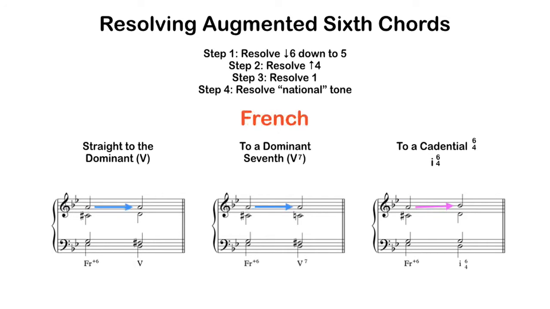If we're dealing with a French augmented sixth, everything of course works the same way. Flat 6 down to 5, sharp 4 up to 5, scale degree 1 down to scale degree 7, and scale degree 2. Well, it's already a part of the dominant chord, so it can just stay right where it is. Now, if it's going to a dominant 7th chord, it'll stay where it is, but if it's going to a 1-6-4 chord, all it has to do is step up to the 3rd scale degree.